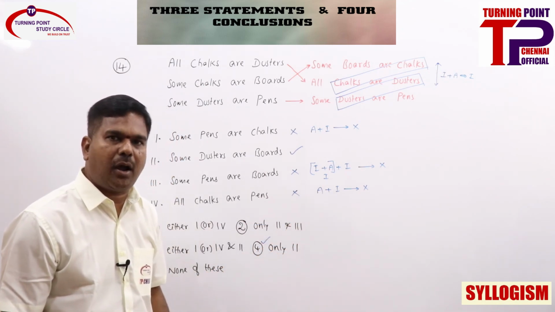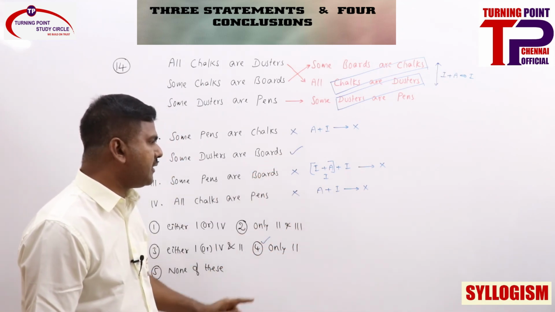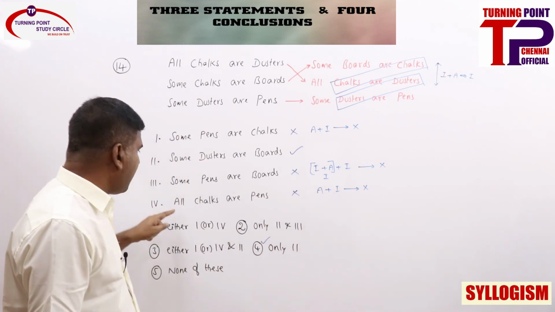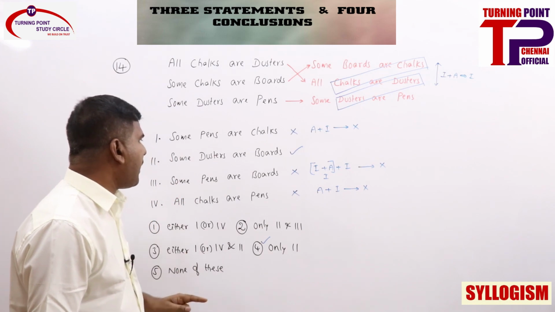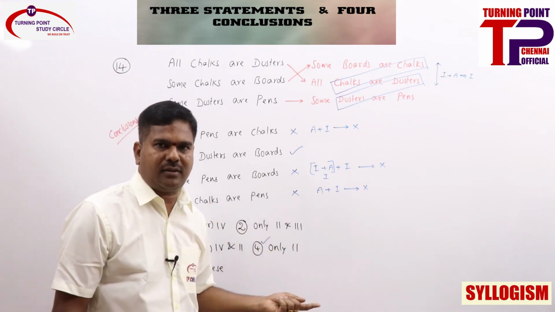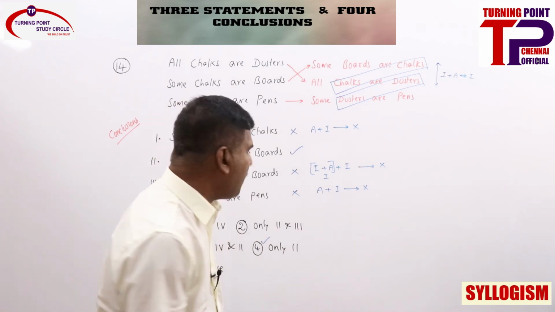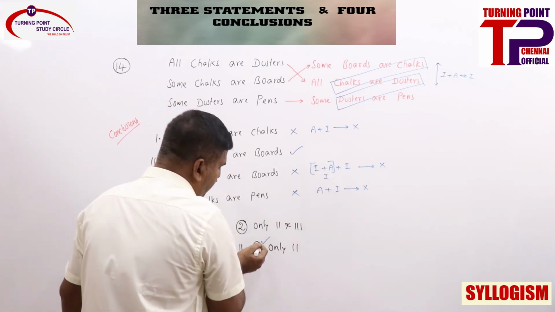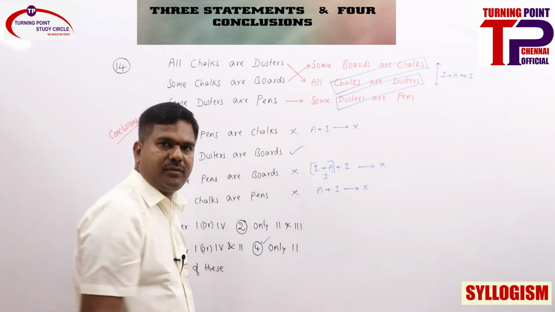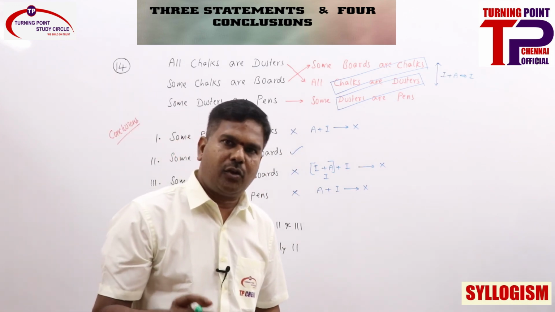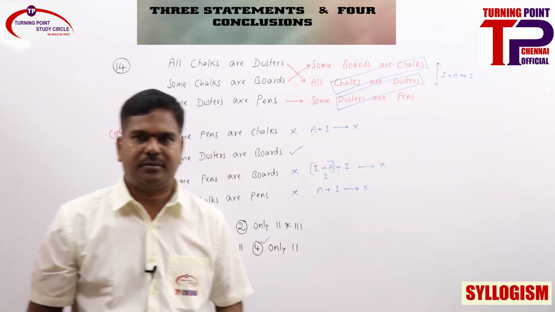Finally, we need to check for a complementary pair. We got the second one as true, so that has to be avoided. So 1, 3 and 4. Is any complementary pair there? All are positive cases. All positive cases cannot be a complementary pair. So which one follows? Only 2 follows. So here we need to go ahead with the fourth option. Clear? Shall we go ahead with the next question?